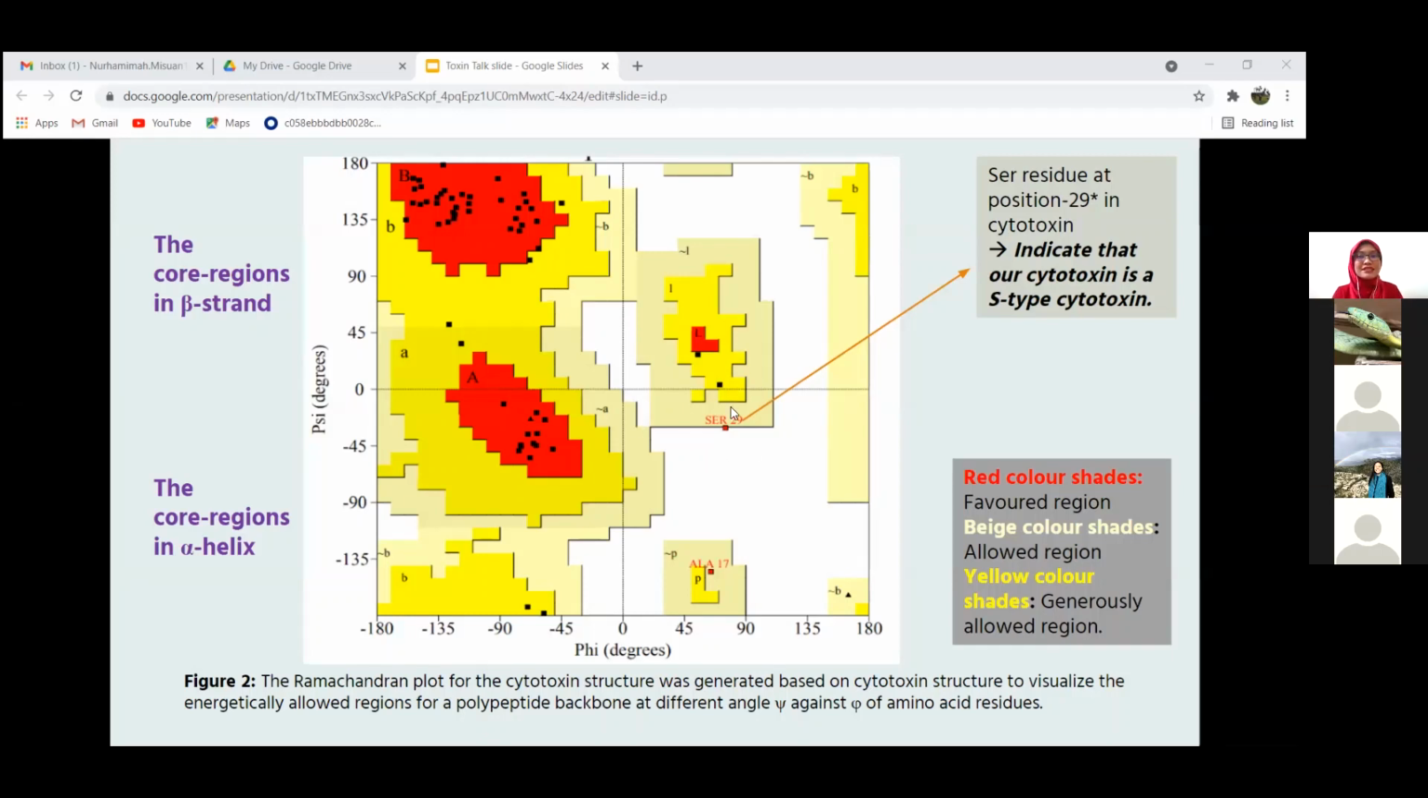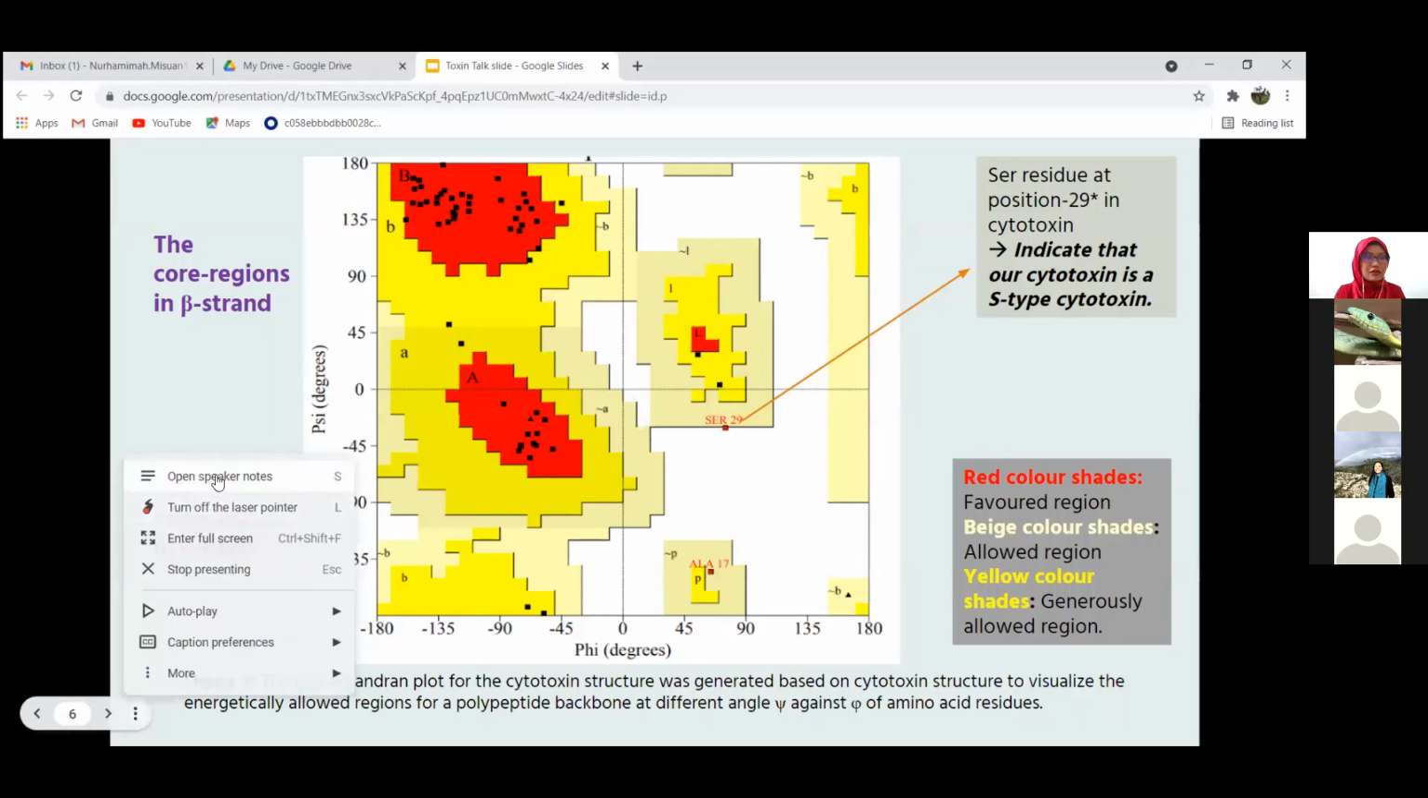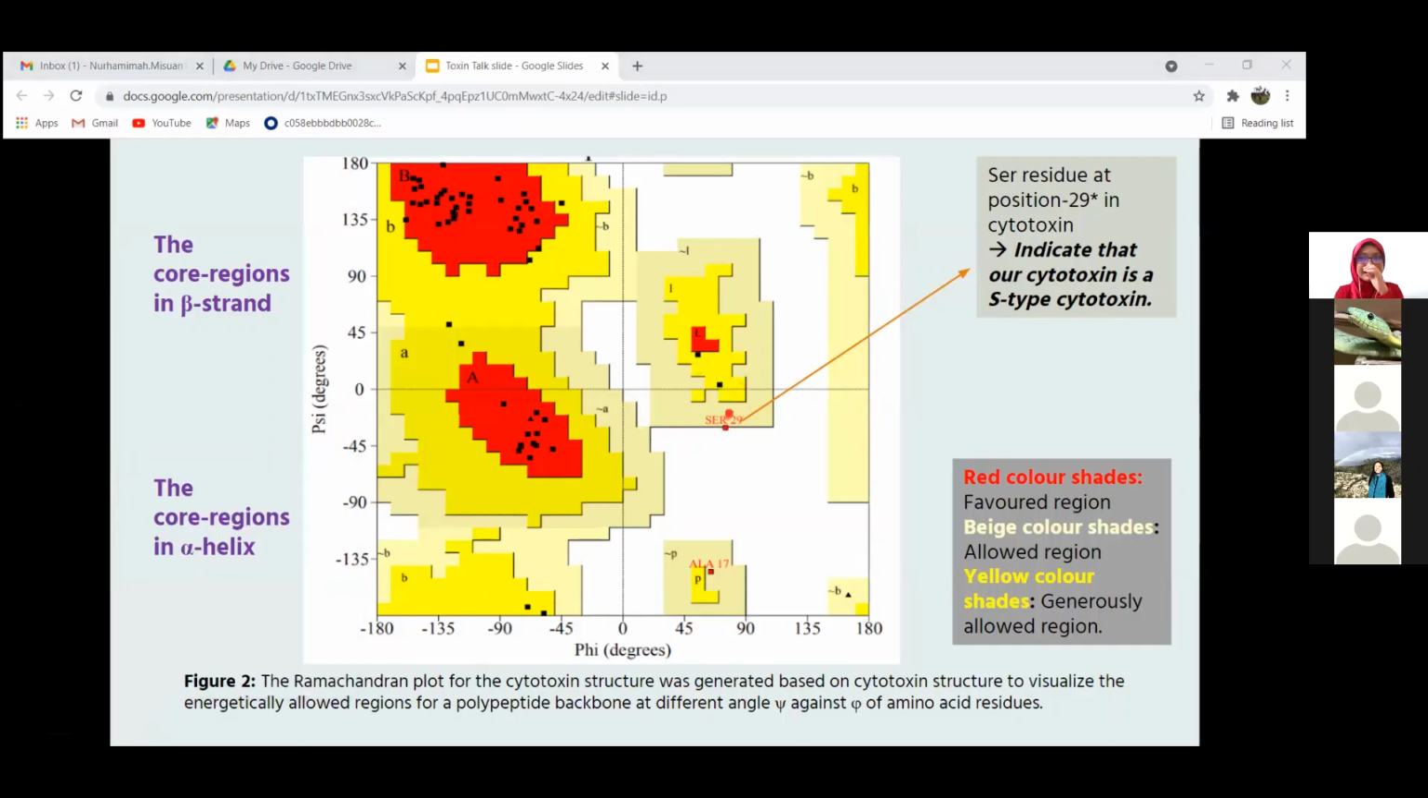So as you can see here, there is serine 29 here. So this serine 29 shows that our cytotoxin is an S-type cytotoxin, and this corresponds to the finding by Dubovsky et al., where they found that at position 29 there is a serine residue, which concludes the S-type cytotoxin.